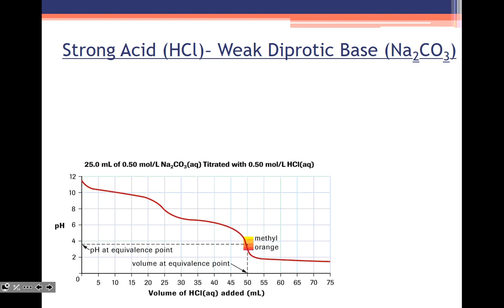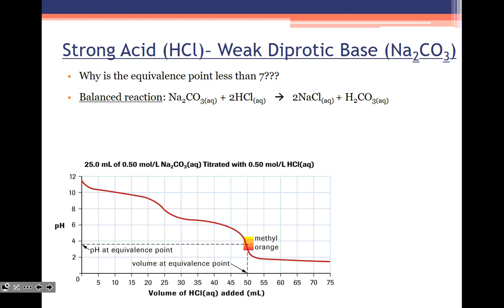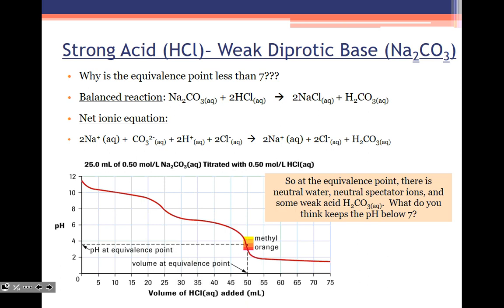Strong acid, weak diprotic base. Why is the equivalence point less than 7 when you have a strong acid plus a weak diprotic base? Because when you look at your net ionic equation, right, what you have as one of your products is an acid, right? So at the equivalence point, there is neutral water, neutral spectator ions, and some weak acid. There's our acid. What do you think keeps the pH below 7?